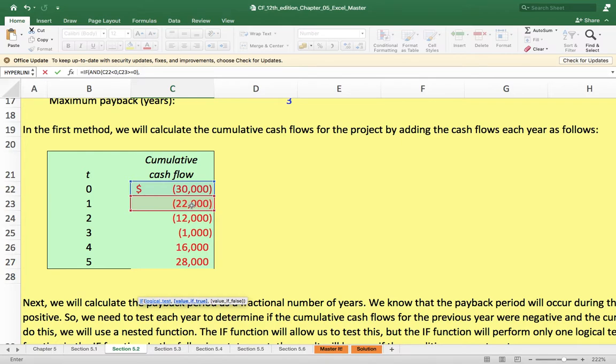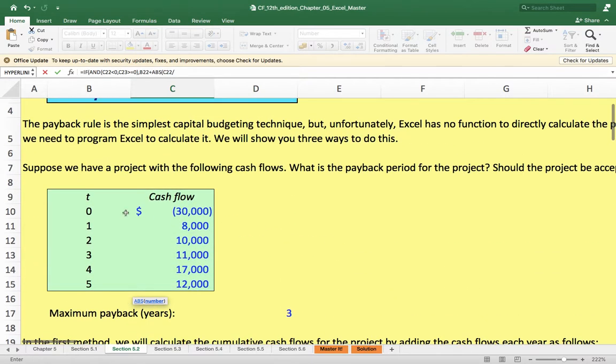If the year 1 cumulative cash flow is positive, what will be the payback period? The payback period will be the previous corresponding year, that is 0, plus, without considering sign, that means ABS. There is a function called ABS, absolute value. Absolute value of what? Absolute value of the previous year's cumulative cash flow divided by the same year's cash inflow, year 1's cash inflow, bracket close.